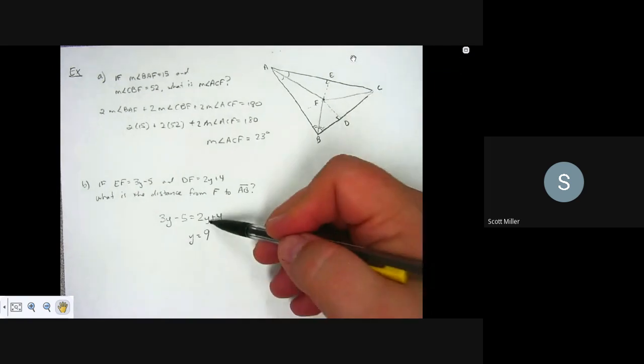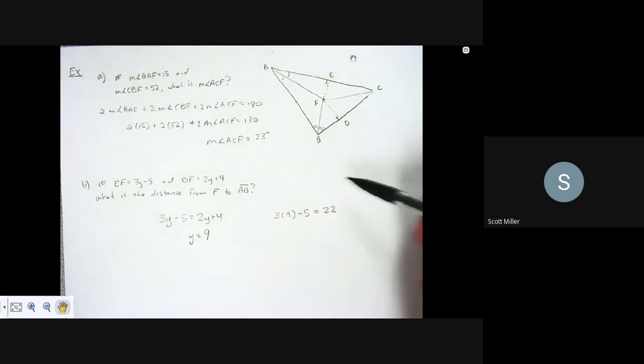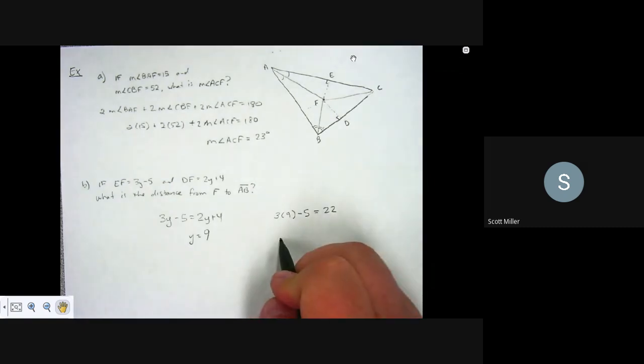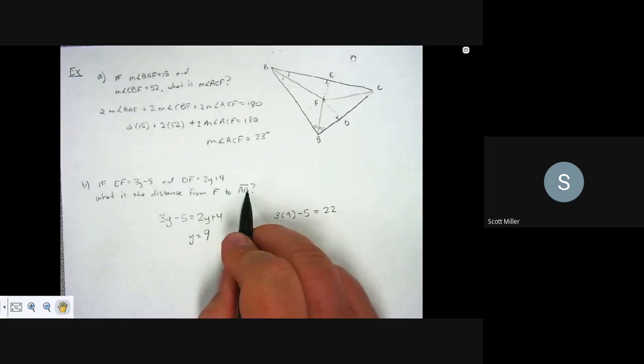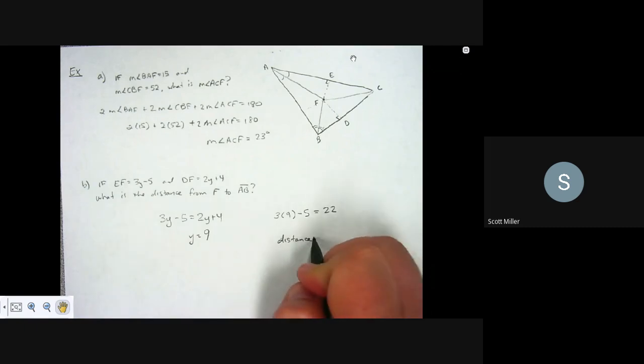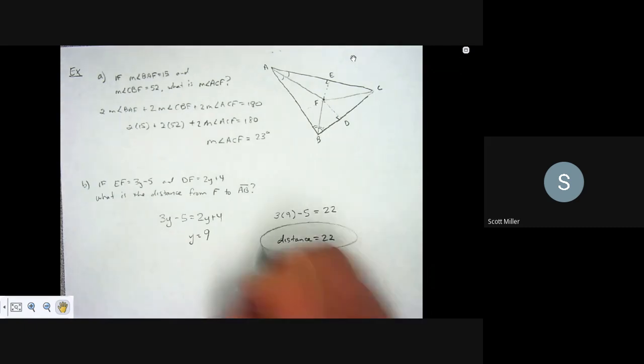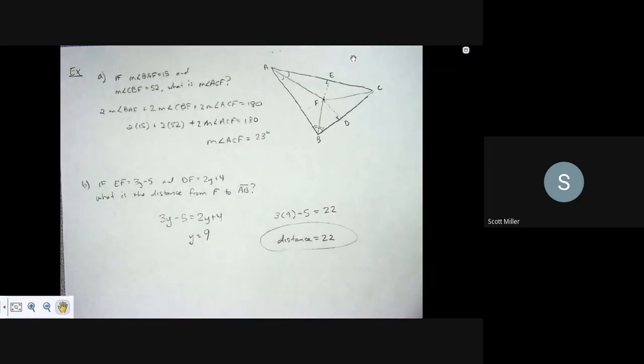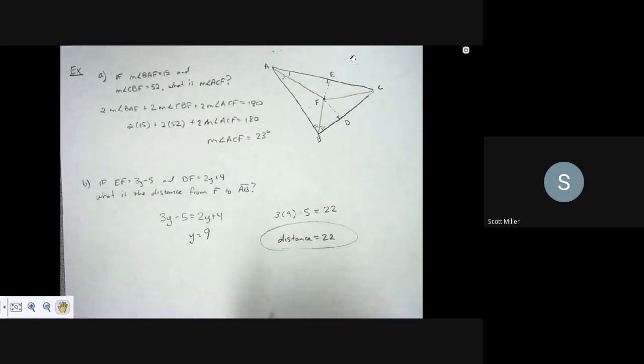And you can check this one too. If I plug it into this one, 2 times 9 is 18. 18 plus 4 is 22. Then I know that the distance from F to the side AB, I know that that distance is also 22. Okay? And so that's how I can use this information to help me solve other problems.